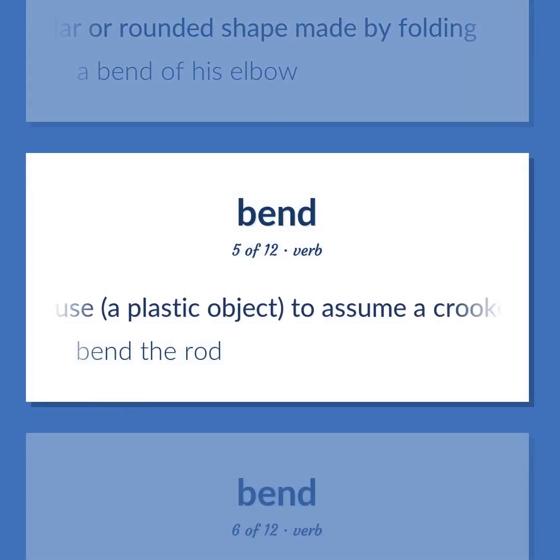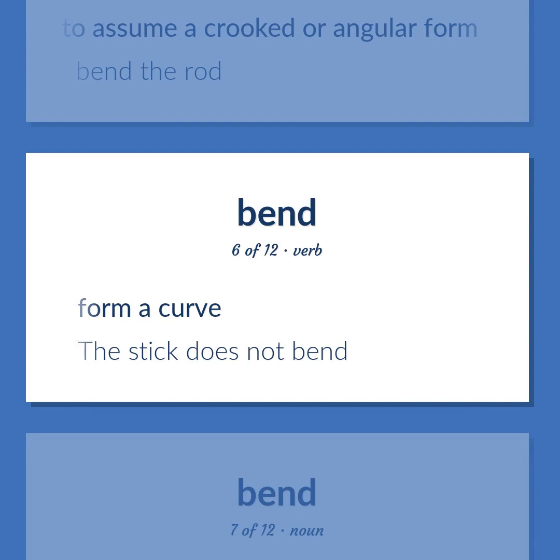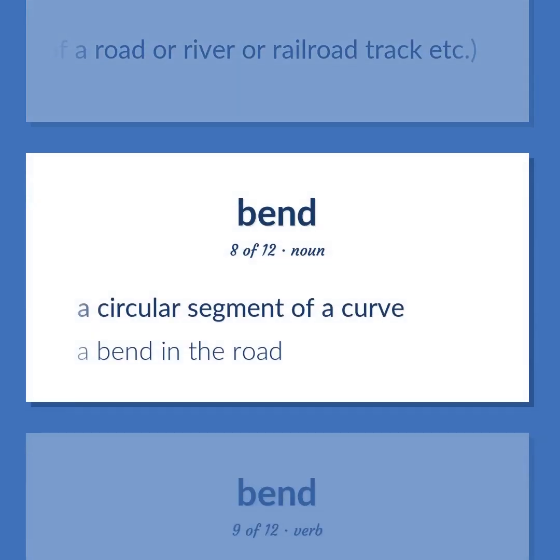Cause a plastic object to assume a crooked or angular form. Bend the rod. Form a curve. The stick does not bend. Curved segment of a road or river or railroad track, etc. A circular segment of a curve. A bend in the road.